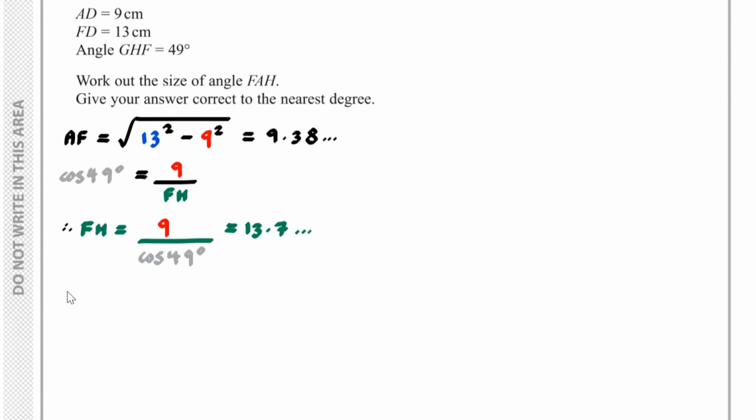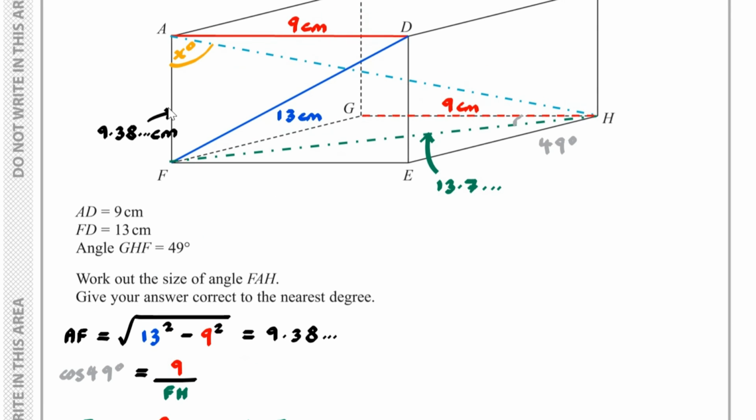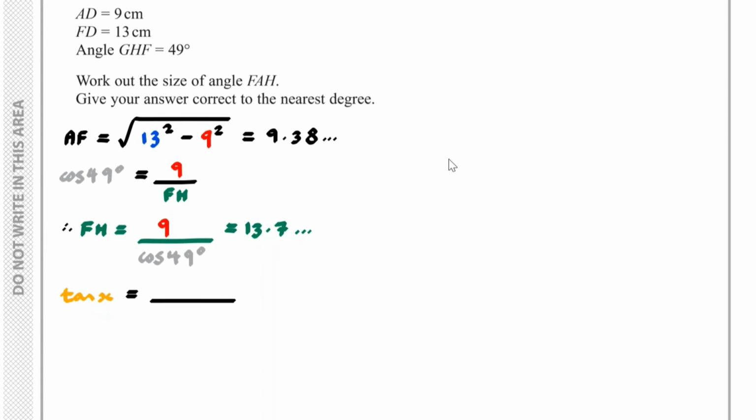We have tan x, which is equal to the opposite, which is the 13.7, etc., divided by the adjacent, which was the 9.38, etc.